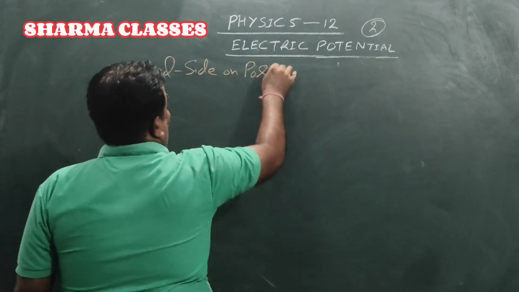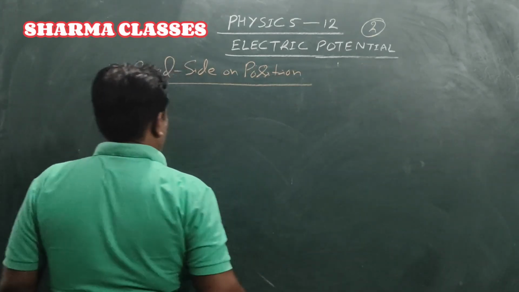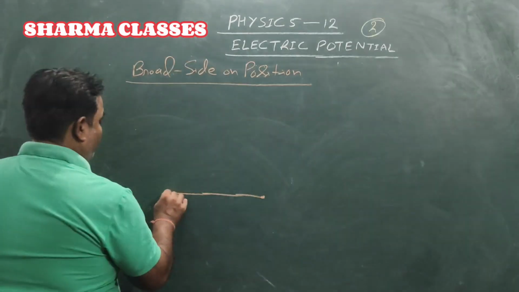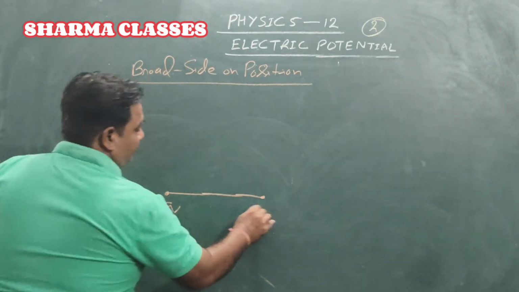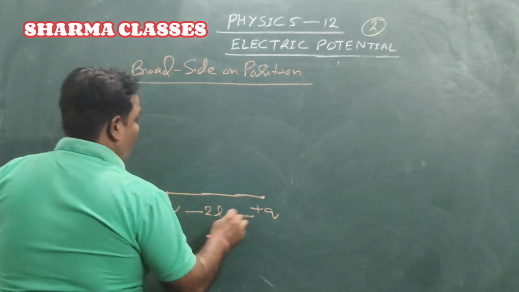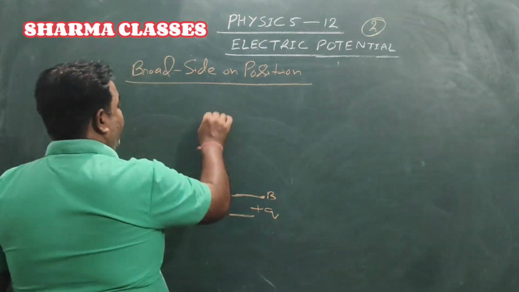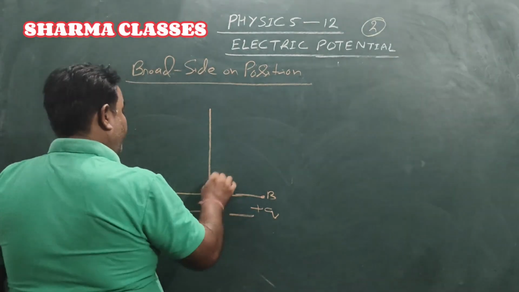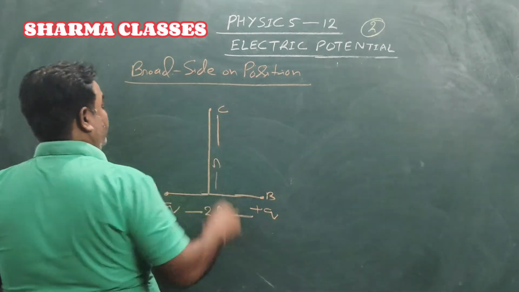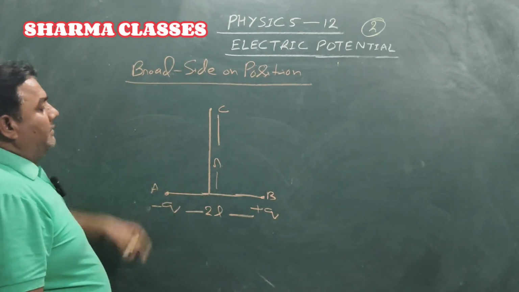Broadside-on position. Suppose AB is an electric dipole, which is made of minus q and plus q charge, and the distance between them is 2L. It is placed in a medium whose dielectric constant is K. Now, suppose C is any point at a distance R from the middle point O of the dipole. We have to find the electric potential at this point. This is perpendicular. That is called broadside-on position.